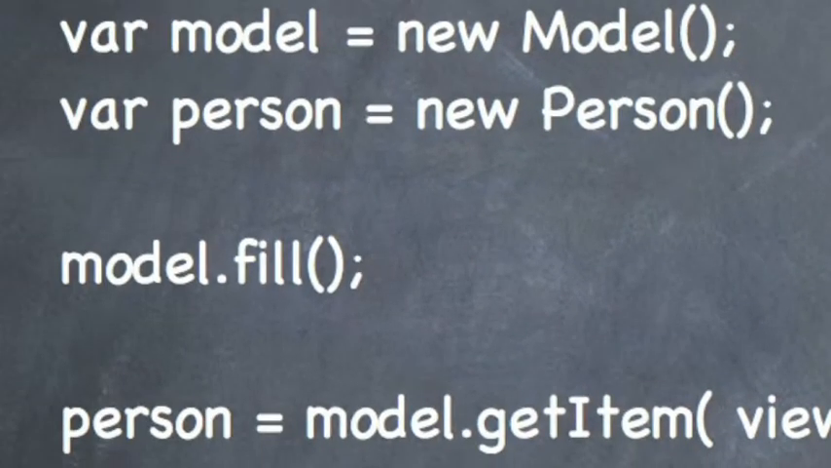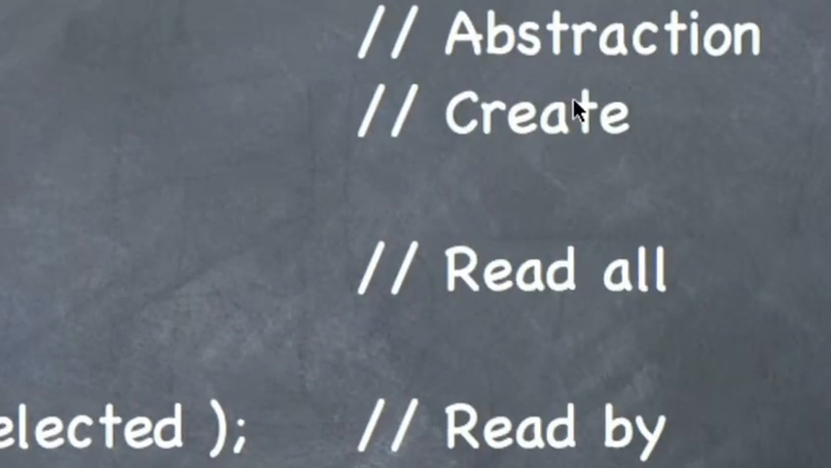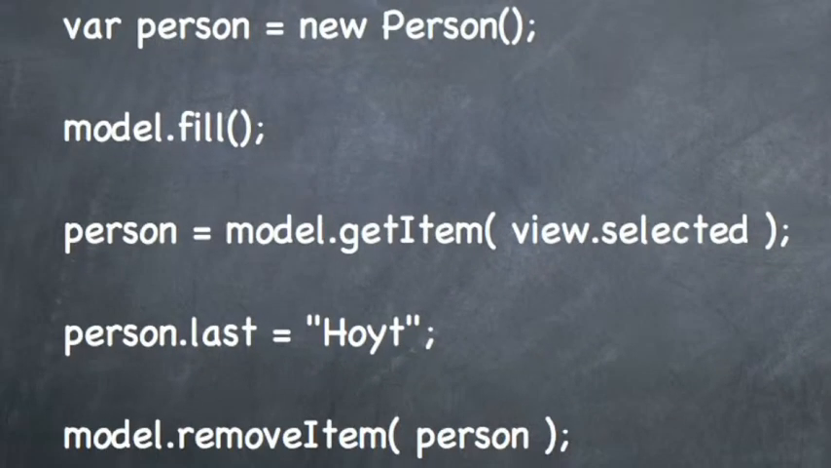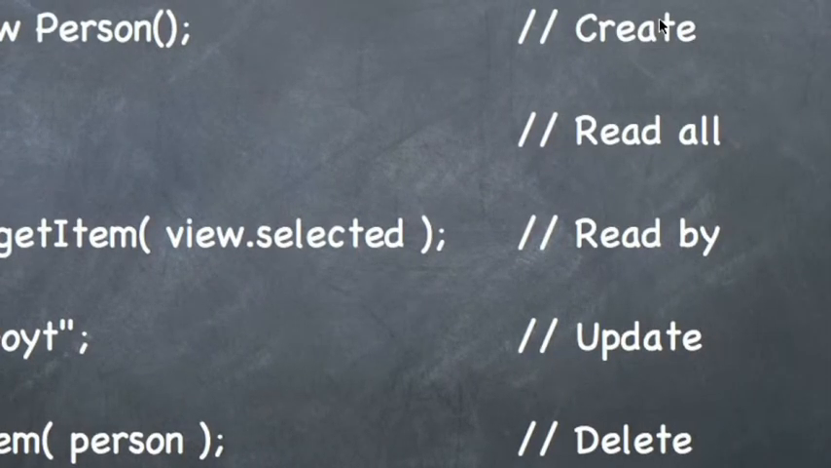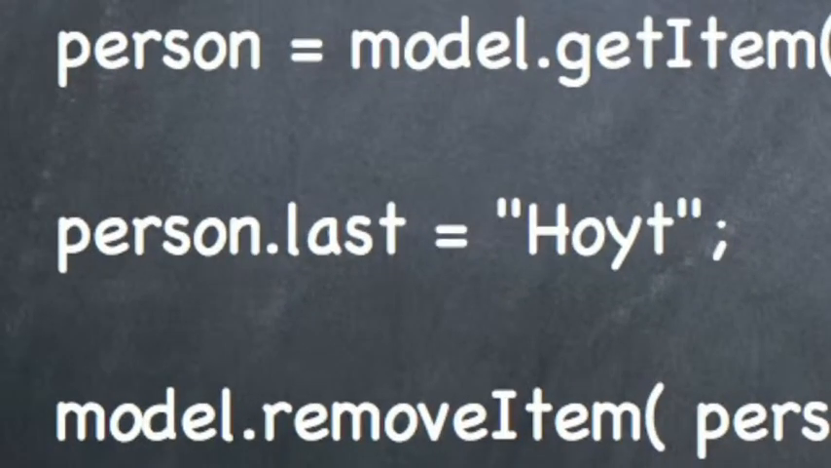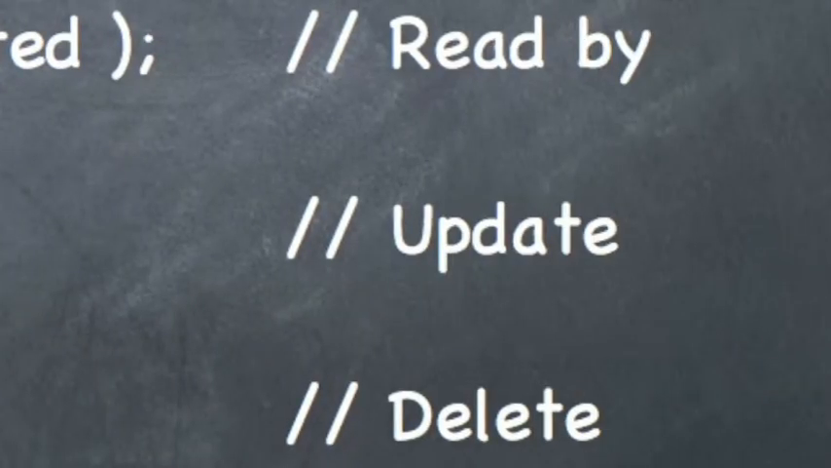We want to be able to fill up the view and read all the records. That's a fill. We want to be able to get a specific person from the database. That's a get item. And then we want to be able to set the values on that. Now again, if we set that on the model correctly, the model knows when the properties of those value objects change and can update the database accordingly. So person.last equals Hoyt is an update. We only worry about the results when there's a problem.